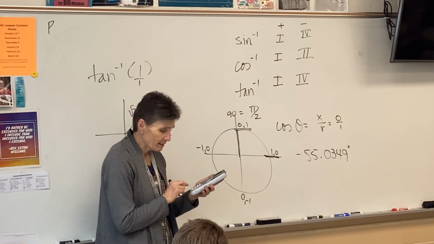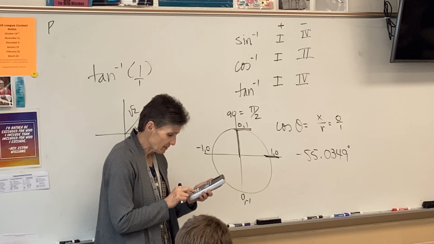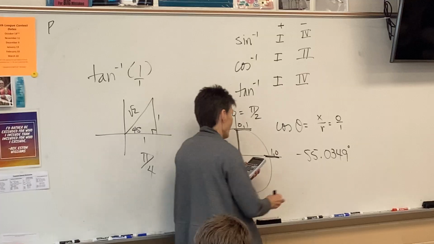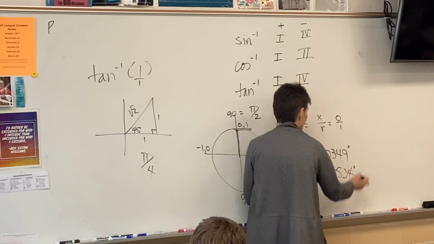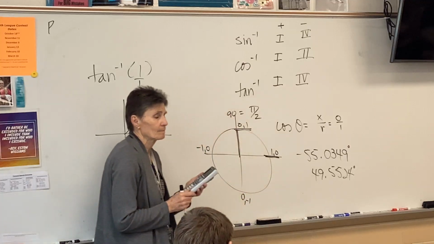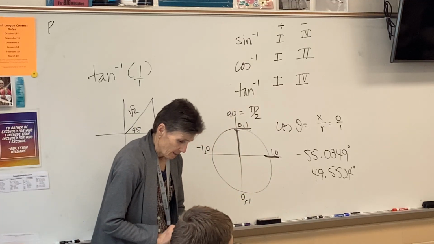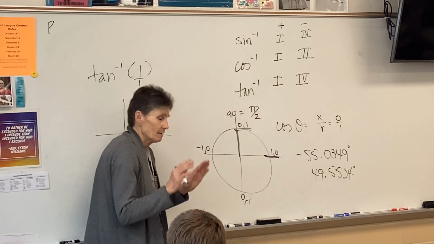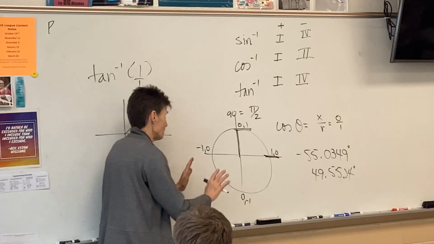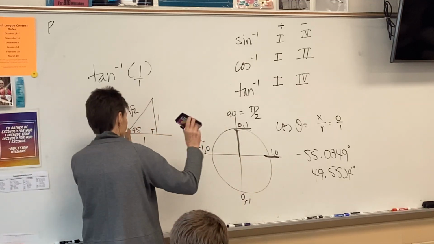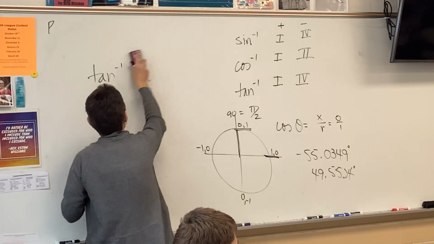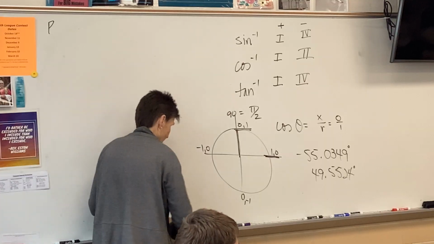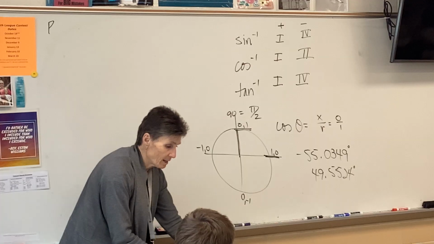Second sine, 0.761. I got 49.5524 degrees. Now, this is where we have to be careful, all right? I want everybody just to stop for a second. This is where we have to be careful. Okay?